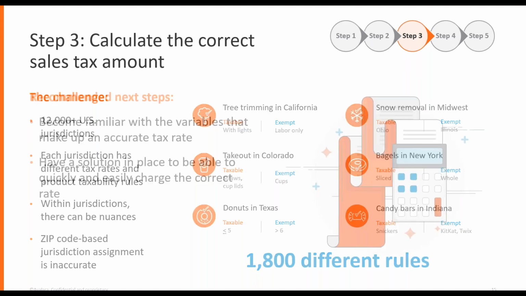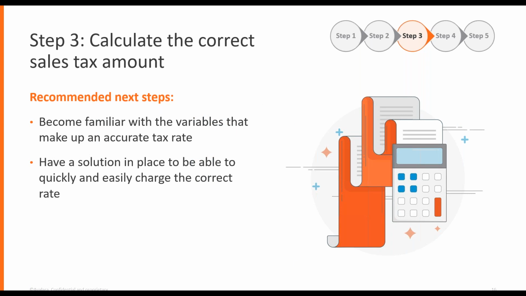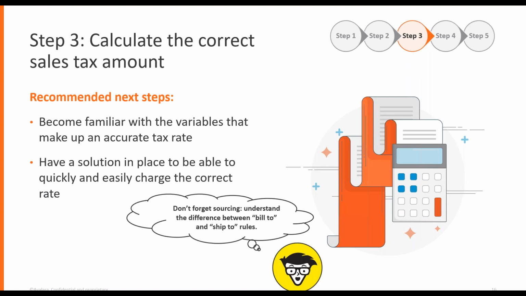So let's go ahead and talk about the next steps on tax calculating. A couple of things you want to think about. Be familiar with the variables that make an accurate tax rate. Is this something that you want to track? Make sure that you can quickly and easily charge the correct rates. And don't forget, some states look at sourcing rules. They take into account the bill to, ship to, sold to address when calculating tax and determining which jurisdiction needs to be paid. So to add complexity, it isn't always product taxability. It could be the way it's shipped or billed to or sold to.